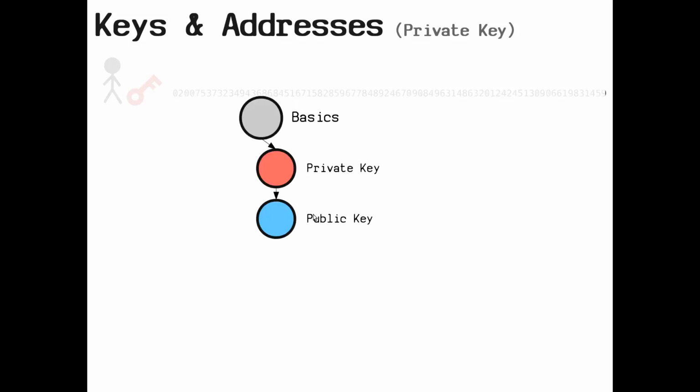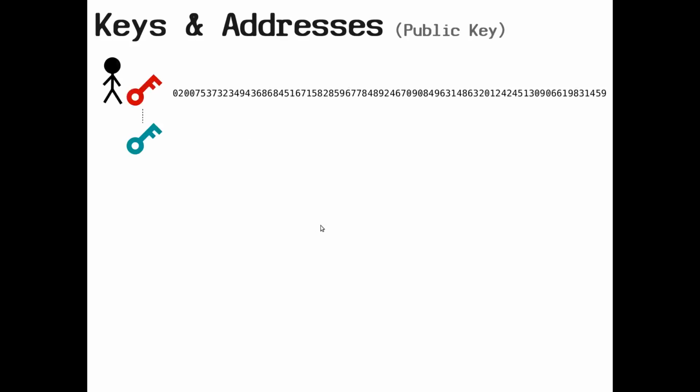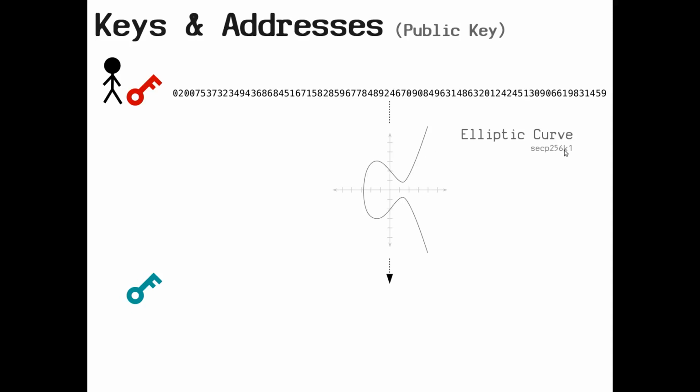From that, we can now get our public key. Like I said, our public key needs to be connected to our private key somehow, because we need our account number to be connected to our password. So the way we do that is we use some mathematics, and that mathematics uses this thing here, which is called an elliptic curve. You have lots of different elliptic curves. This is just an illustration of one, but the particular one used in Bitcoin is called SECP 256K1.